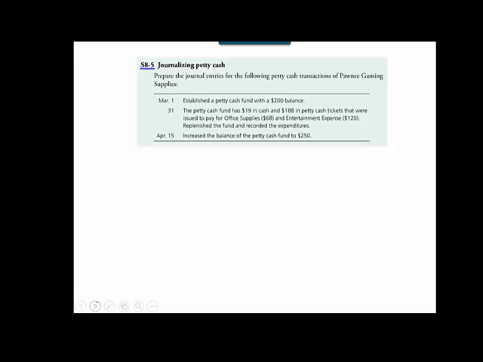So here's one where we can do that one. The first thing we want to do is establish a petty cash fund of $200. And so we debit petty cash on March 1st, and we credit cash for $200. Then at the end of the month, I'm going to replenish the petty cash fund. It has $19 in cash. So it has $200 is the petty cash fund, $19 is the cash on hand. So $181 is the amount of cash I'm going to have to put back in the drawer, okay?